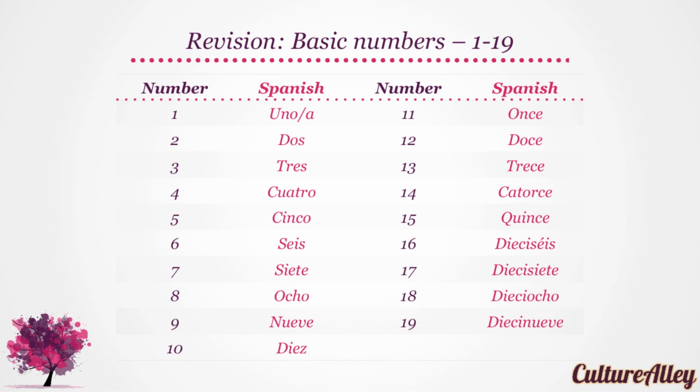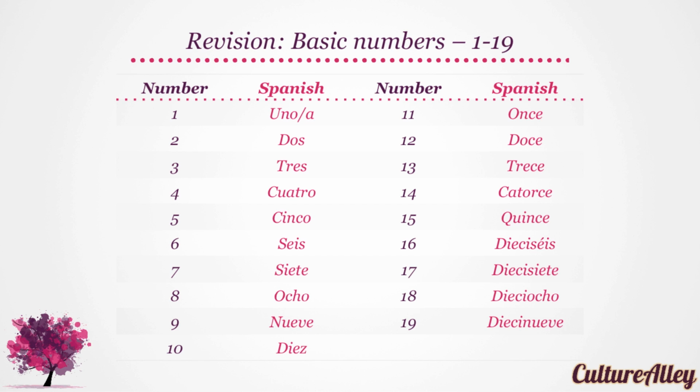And 10 is diez. Let's further look at the numbers from 11 to 19. 11 will become once. 12 is doce. 13 becomes trece. 14 will be catorce. 15 is translated as quince.